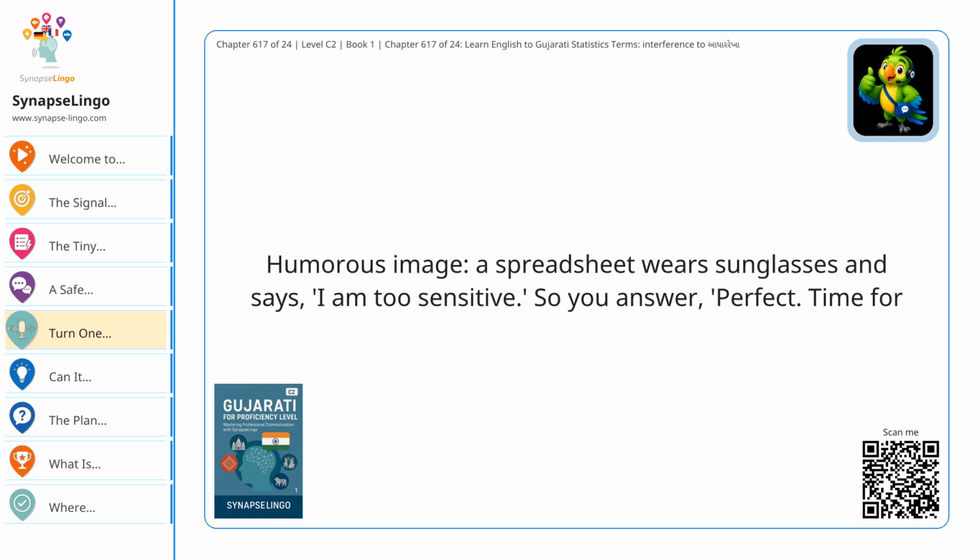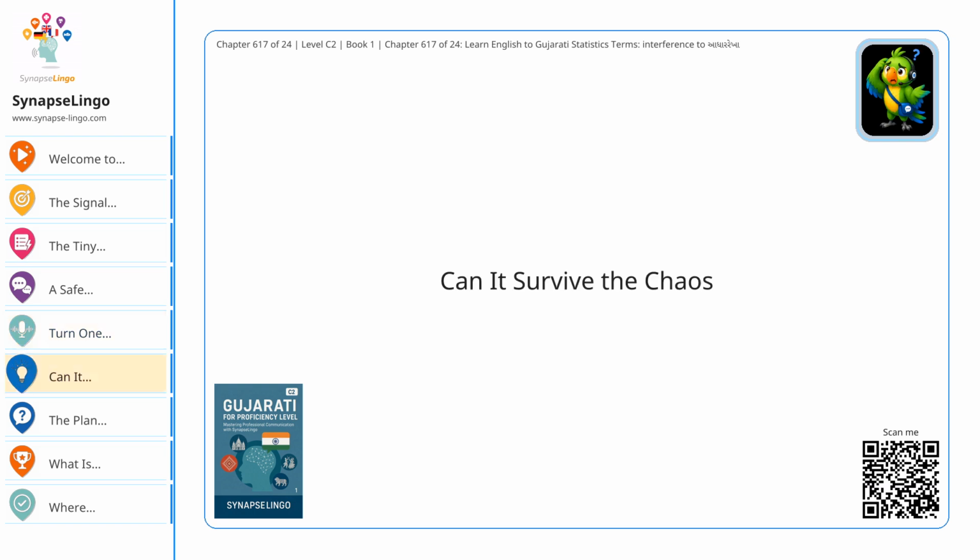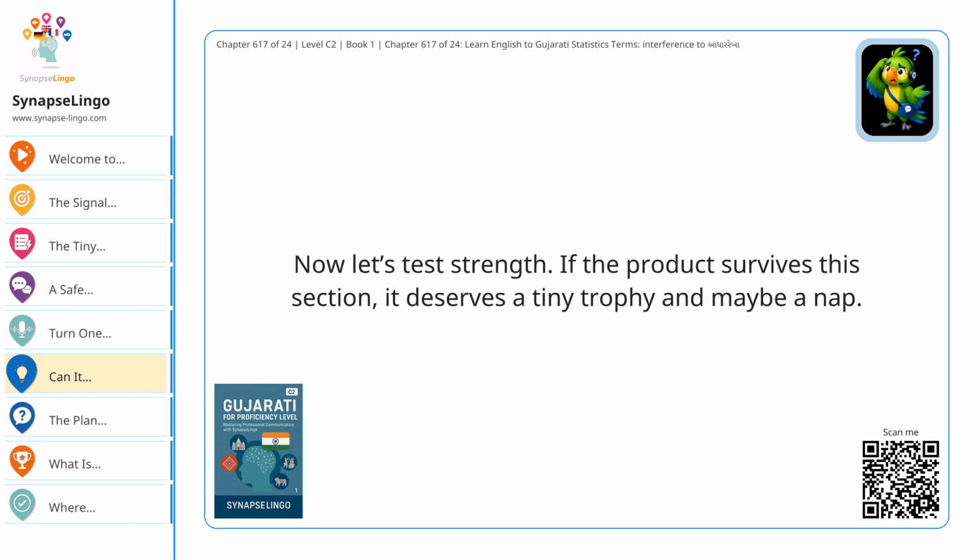So you answer, perfect. Time for संवेदनशीलता विश्लेषण. Single quote. Can it survive the chaos? Now let's test strength. If the product survives this section, it deserves a tiny trophy and maybe a nap.